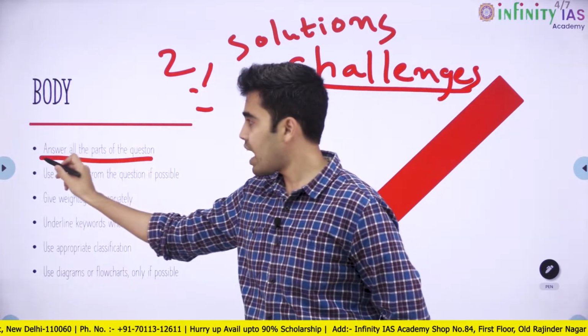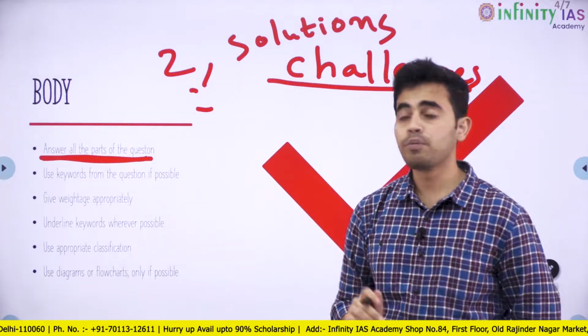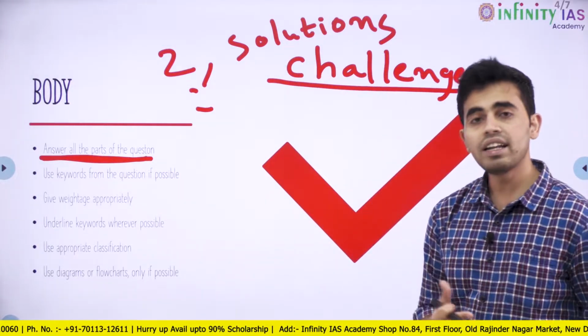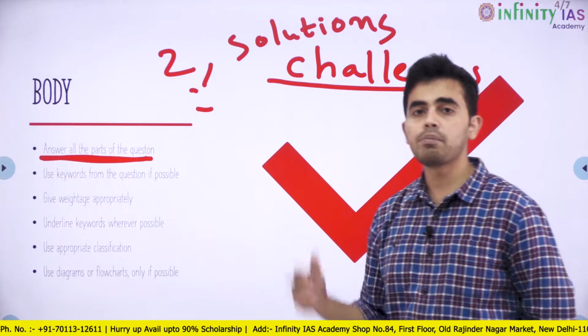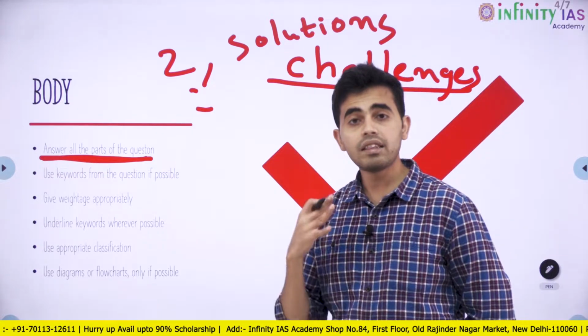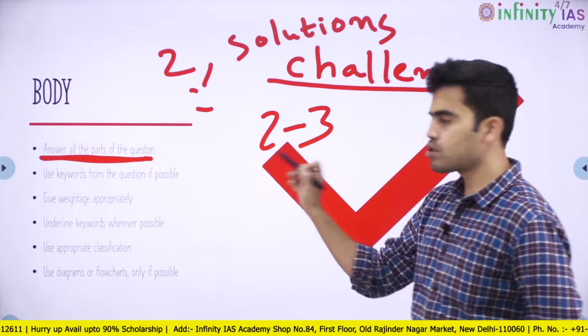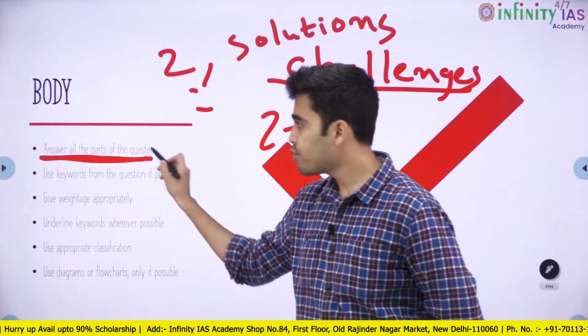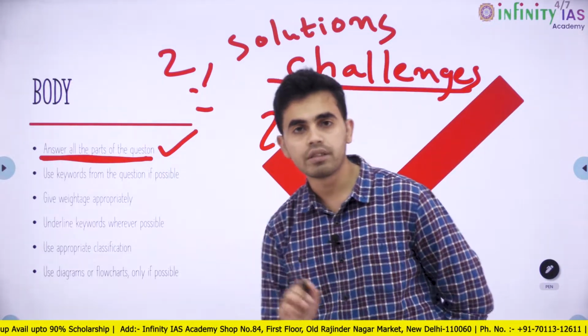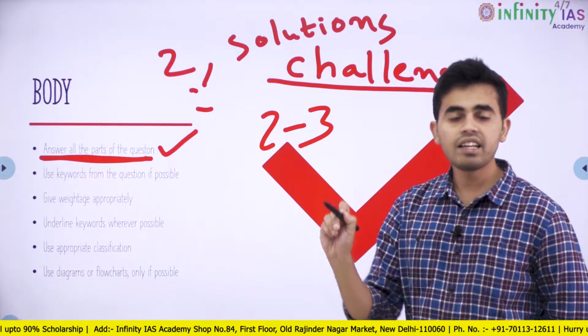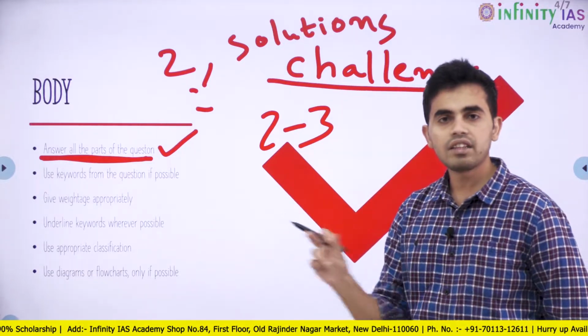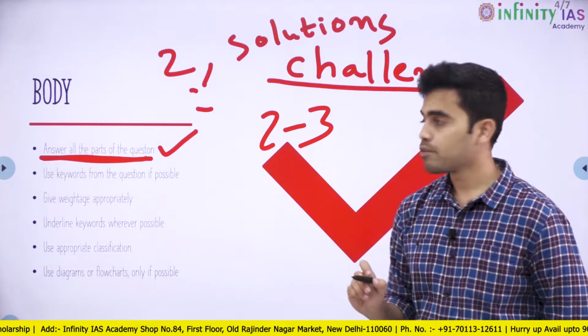So this is where answer all parts of the question comes into play. Frequently, we have questions having multiple parts. Particularly in the 15 marker questions, we'll have 2 or 3 parts to the question. There, we have to answer all parts of the question. Here, underlining the keywords or underlining the question makes it easier.